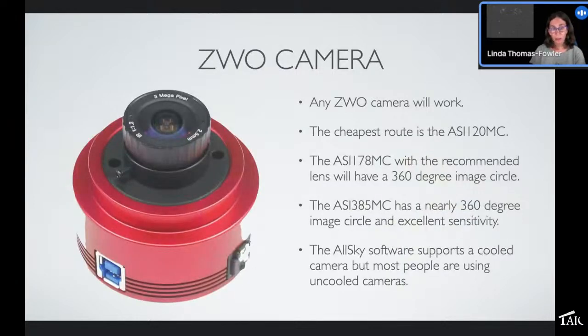And you're going to need a ZWO camera. The software that we're talking about supports any ZWO camera. If you want to go the cheapest route, you can use the 120 MC. If you use the 178 MC and the recommended lens, you'll actually get a complete 360-degree image circle. I used the 385 MC, which gives you almost a 360-degree image circle, and it has really good sensitivity. And you can even use a cooled camera if you want, but most people are using the cheaper uncooled cameras. A lot of times people are using an older guide camera or a planetary imaging camera or something like that.